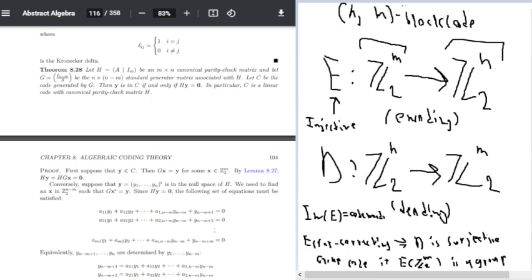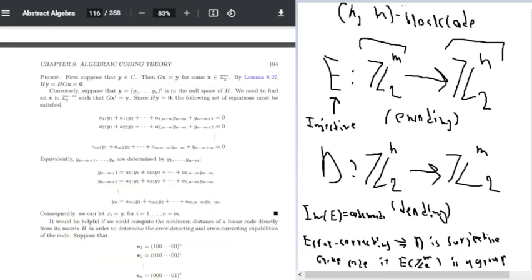Proof. First, suppose that y is in C. Then Gx = y for some x in Z2^(n-m). By Lemma 8.27, which is just the previous composition lemma, Hy = HG(x) = 0. So we've done all the work for this first case. Conversely, suppose that y = (y1, ..., yn) is in the null space of H. We need to find an x in Z2^(n-m) such that Gx transpose is equal to y.